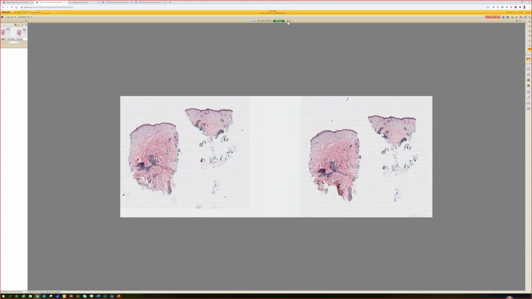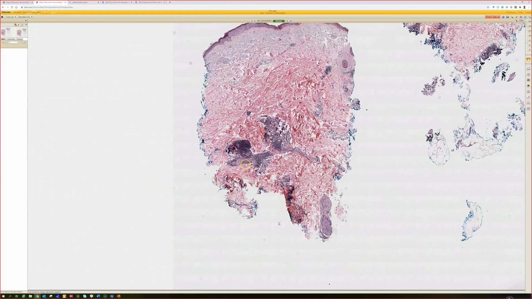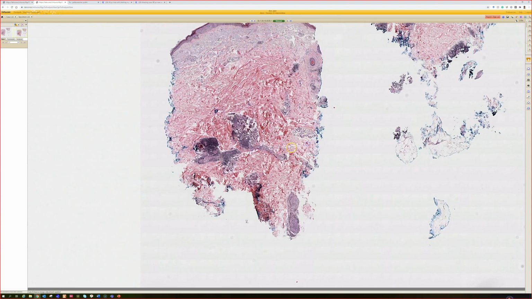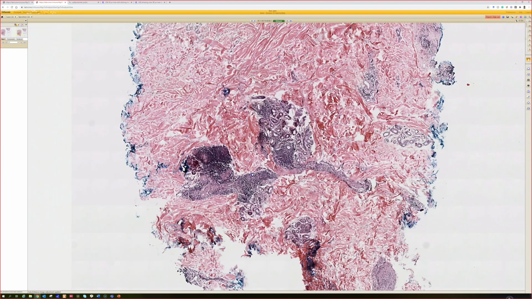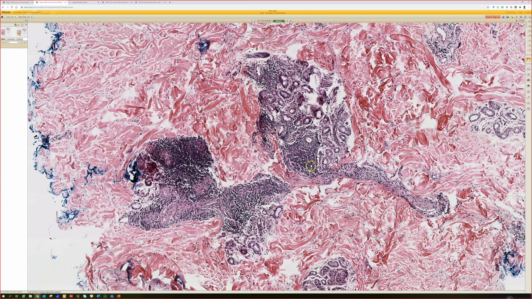And now this is case 18. So here we have a punch, and you can see that it's predominantly a peri-eccrine and neural lymphocytic infiltrate. Yeah, and this is kind of hard because right here it's all lymphs, right?